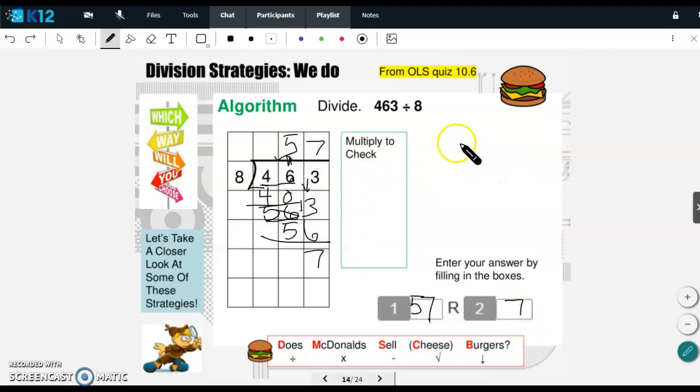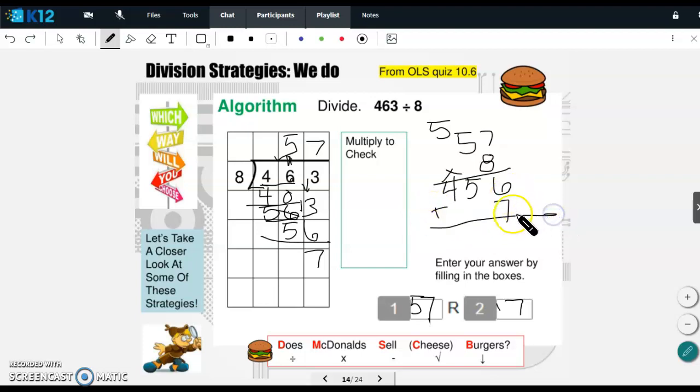And then you know I like to check it. So we're going to do 57 times 8. That's a 6. Carry the 5. 8 times 5 is 40 plus 5 is 45. And then I have to add that 7. My remainder, I have to add it back to that number. And I get a 3. I get 463. Woohoo! Did you get that correct? If you did not, hopefully you saw the error. If you need to pause it and check it or go slower, pause it anytime.